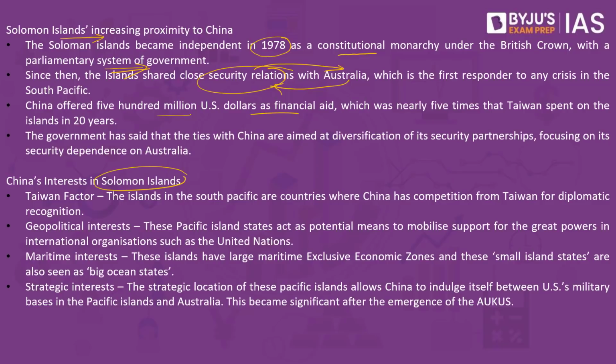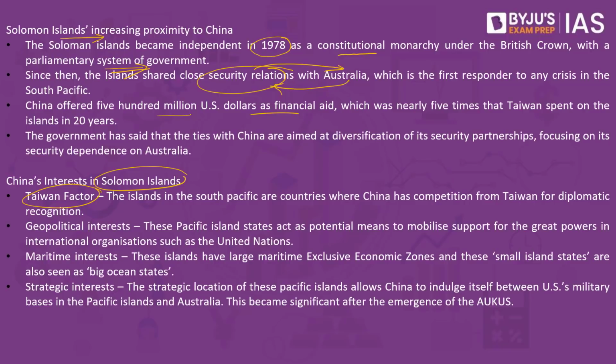There are multiple factors to it. One is the Taiwan factor. What is the Taiwan factor? We know for a fact that whenever China speaks about Taiwan, Taiwan is not recognized as an independent country. China says Taiwan is part of China itself, but Taiwan does not accept that. Taiwan says it is independent and not reliant on China.